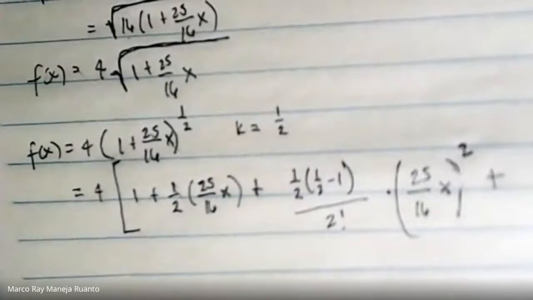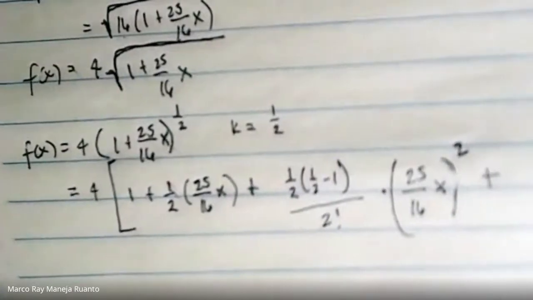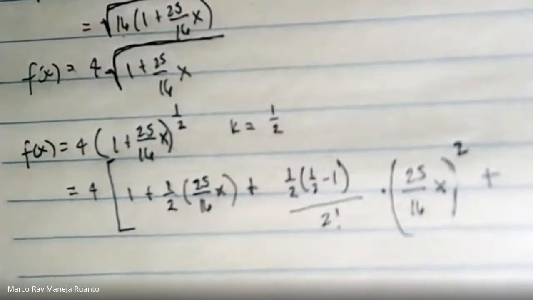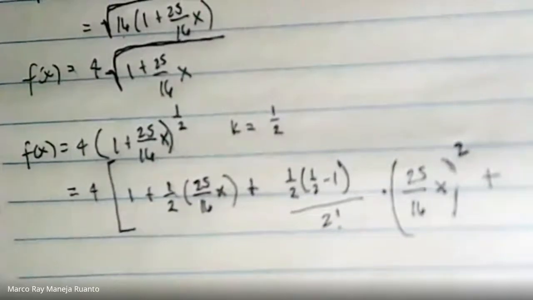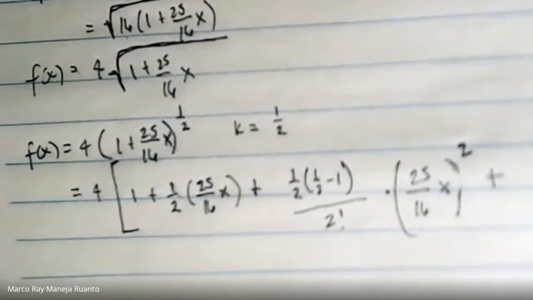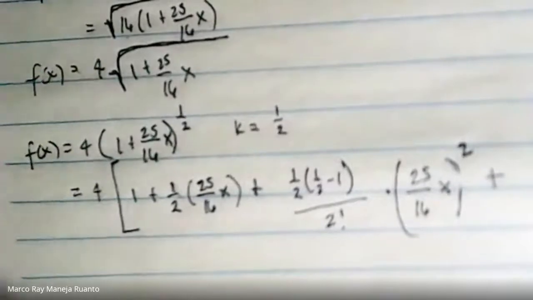We will decide up to what degree to go. Let us say, same as the previous example, up to the fifth term, or up to the fourth degree. So we will try up to x to the power of 4: 1, 2, 3, 1, 2, 3, 4.